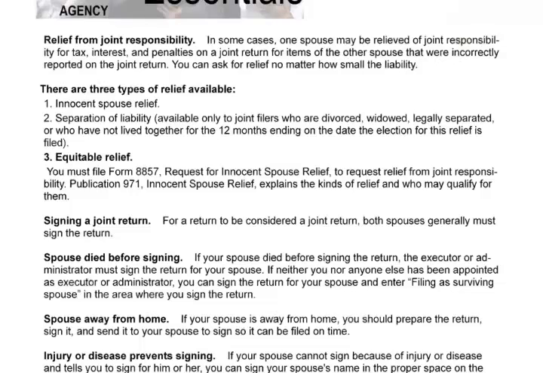When we talk about relief from joint responsibilities, in some cases one spouse may be relieved from joint responsibility for tax, interest, and penalties on a joint return for items of the other spouse that were incorrectly reported on the joint return. You can ask for relief no matter how small the liability. And there is a form that you can fill out called an 8857 that helps in that area.